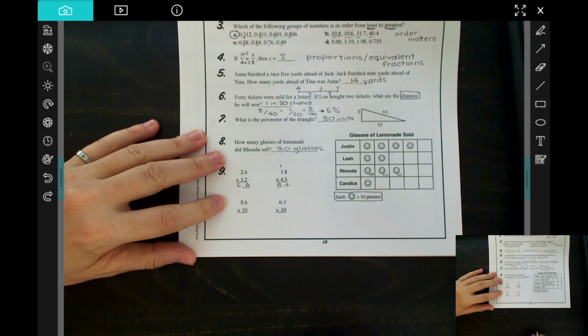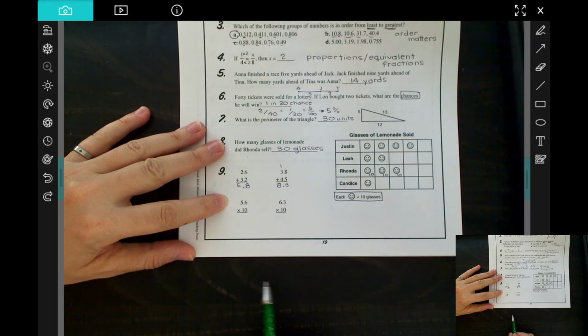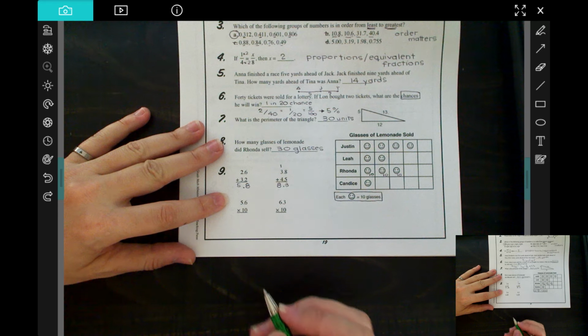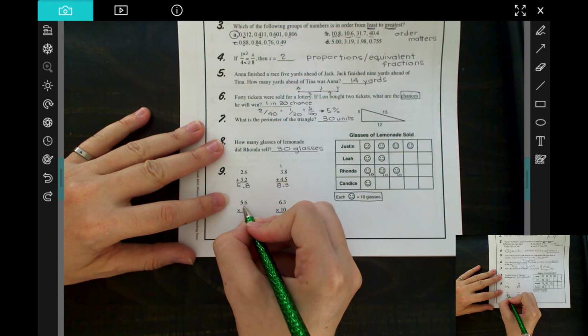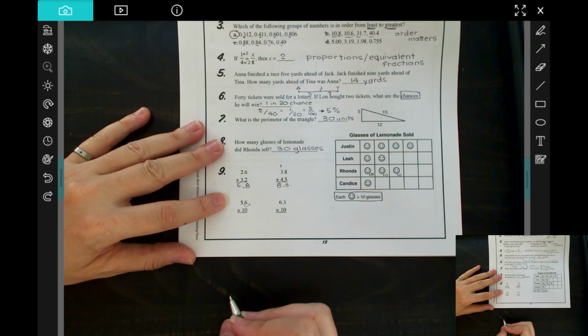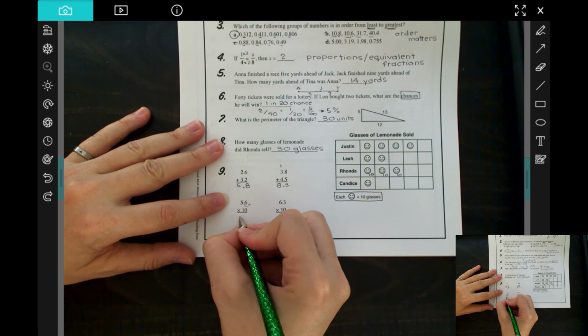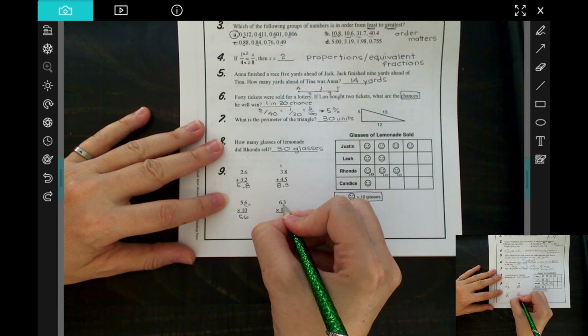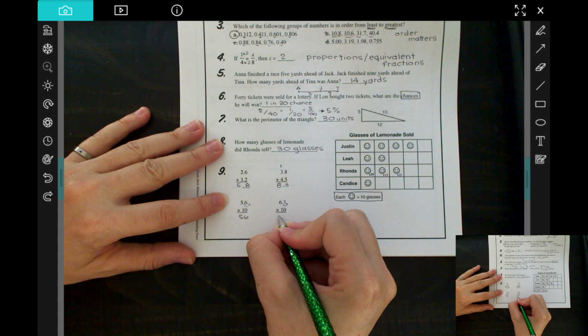Number 10, we have a decimal multiplied by a power of 10. So when we multiply by a power of 10, we are saying that we can move our decimal to the right 1 place. So 5 and 6/10 times 10 is 56. 6 and 3/10 times 10 is 63.